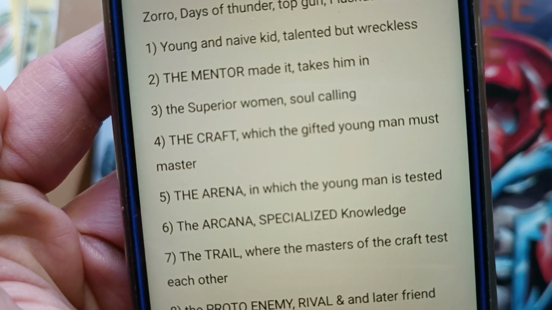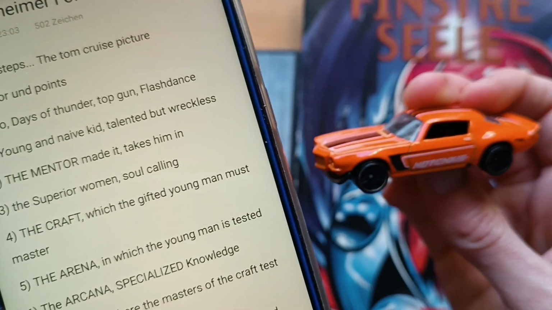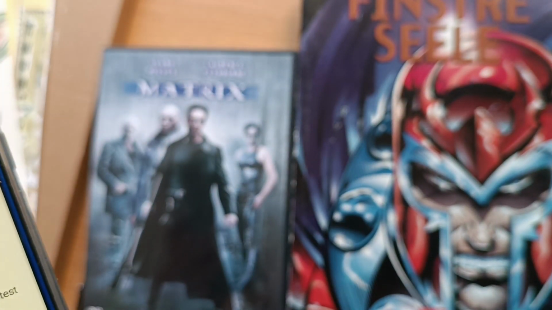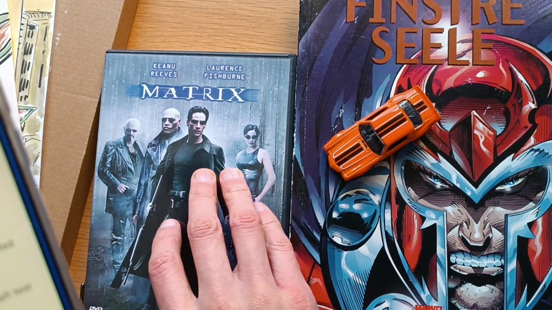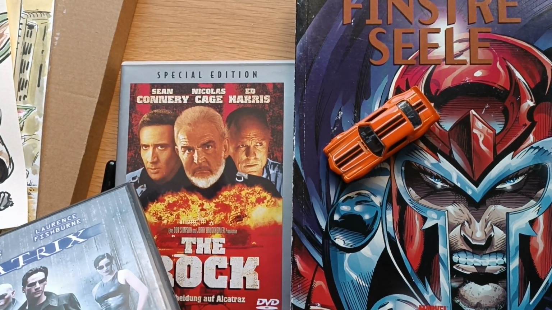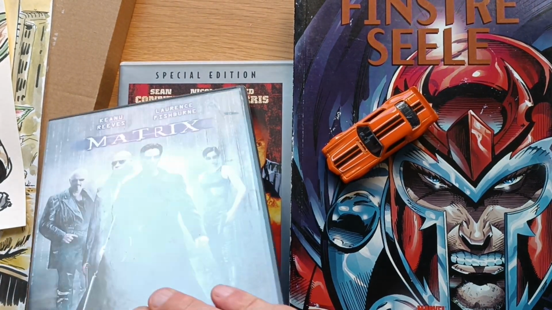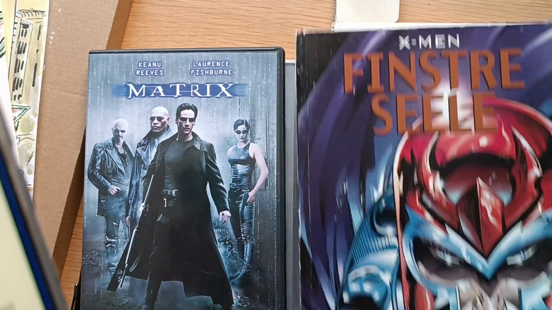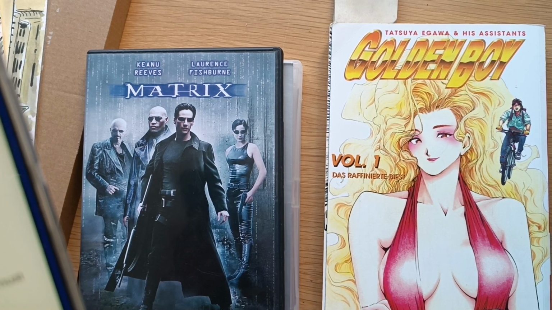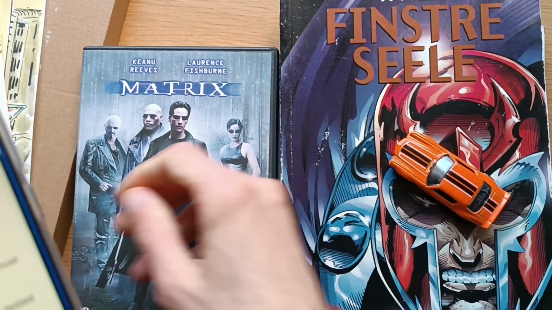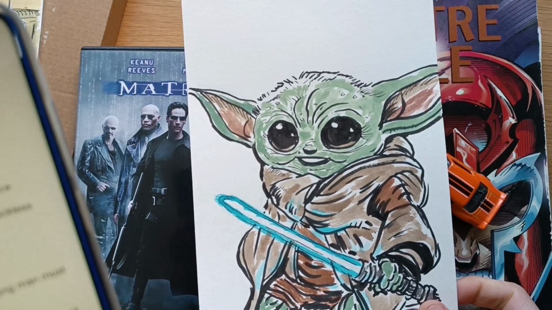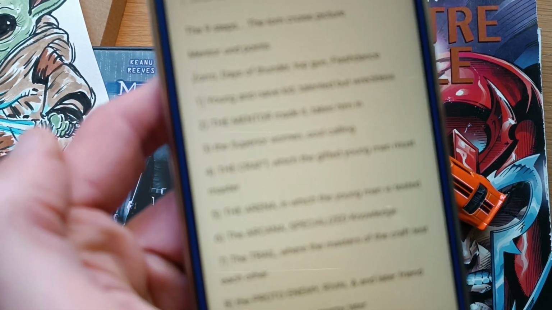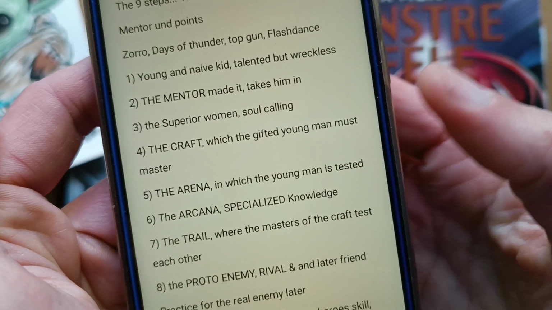Then number 5, the arena in which the young man is tested. For the driver, the arena is the race and rivaling against others. For Neo, the arena might be the Matrix or fighting against Neo. For Nicolas Cage, the arena might be The Rock. For the X-Men, the arena might be fighting bad guys. The arena for Golden Boy might be dealing with beautiful women. And the arena for Yoda and for Luke might be, you know what I mean? So there's always something going on. But these are just the testing grounds.